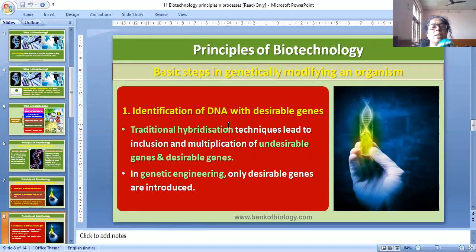Identification of DNA with the desirable gene has these points. Traditional hybridization techniques lead to inclusion and multiplication of undesirable genes. Traditional hybridization does it along with the desirable gene, so undesirable genes also can be multiplied in number. But in genetic engineering, only desirable genes are introduced.